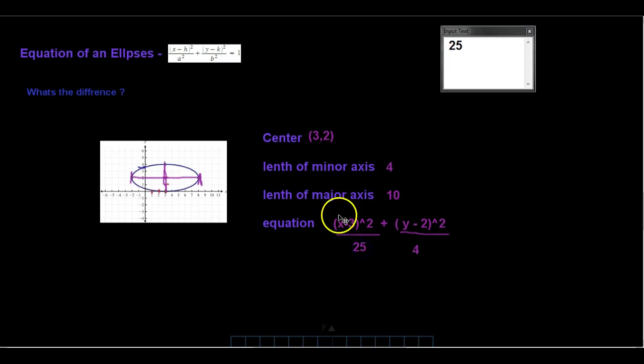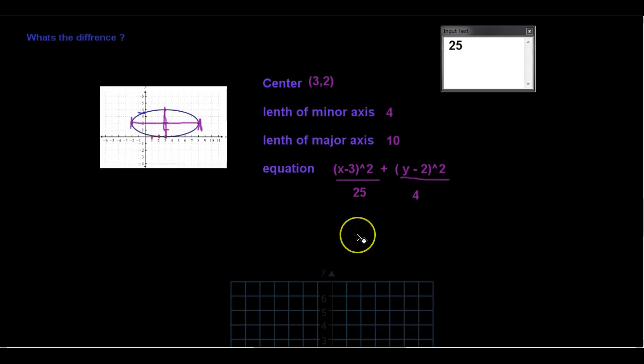Okie doke. So now we know the equation of this is (x - 3)² over 25 plus (y - 2)² over 4. That's not all yet. We have to add in what it's equal to. And all ellipses, if it's an ellipse, is going to be equal to 1. Every single ellipse is equal to 1.